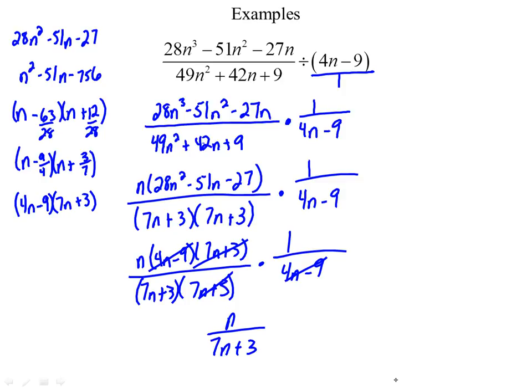7n plus 3. Because this trinomial here, the sign's plus, so it's going to be the binomial squared, because that middle is going to double instead of cancel out. So they're both going to be 7n plus 3s.